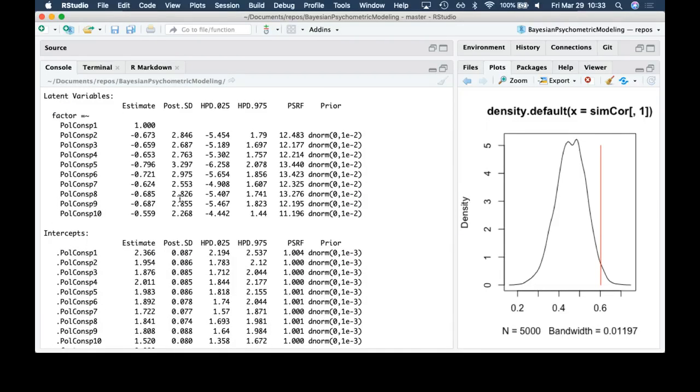Oh no. My estimate. So it's giving you lavaan or Mplus style output: estimate, posterior standard deviation, highest density predicted. Look at this. This is your Gelman-Rubin R. What happened? Modes. So even that has its problem.